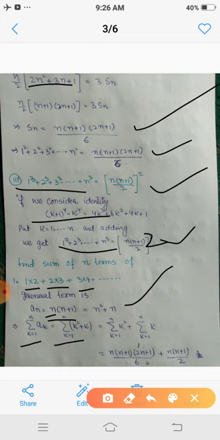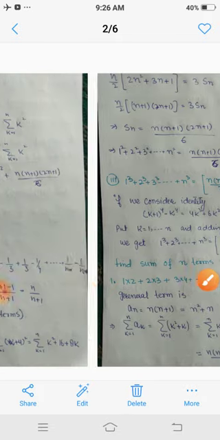So simply by distributing, it is the summation k from 1 to n of k square plus the summation k from 1 to n of k. The first one is the summation of the first n squares, which is n into (n plus 1) into (2n plus 1) upon 6, and the summation k runs from 1 to n of k is the sum of the first n numbers, which is n into (n plus 1) by 2.